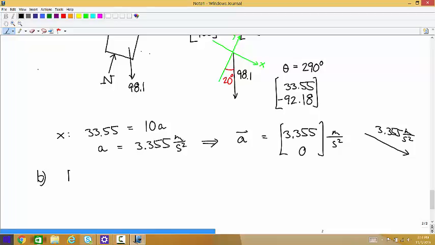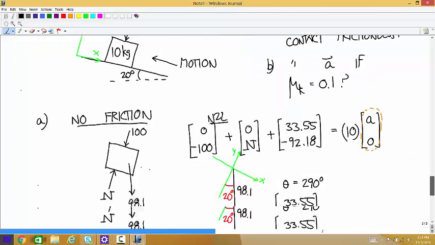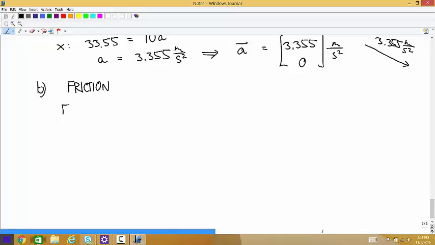Okay, so for part B, now we're going to add friction. Okay, so free body diagram. There's a weight force of 98.1. There's a pushing force from the ground. There's that pushing force from above, pushing it into the ground. That's 100 newtons. And now we also have to deal with that friction force.